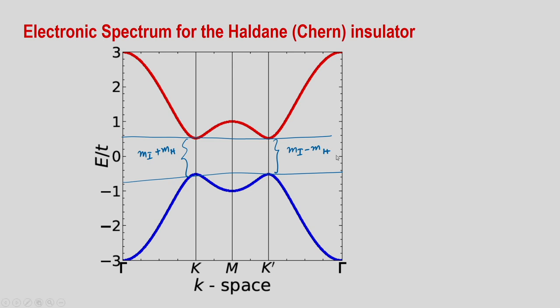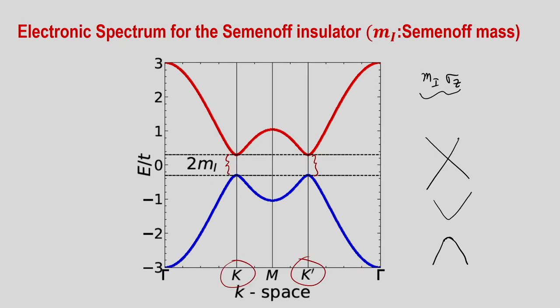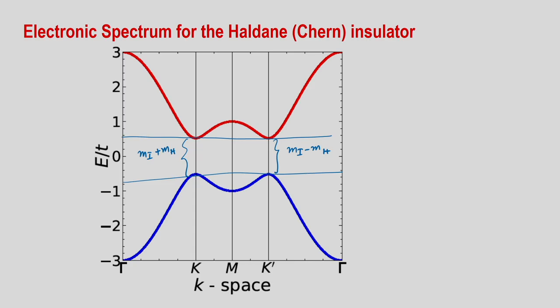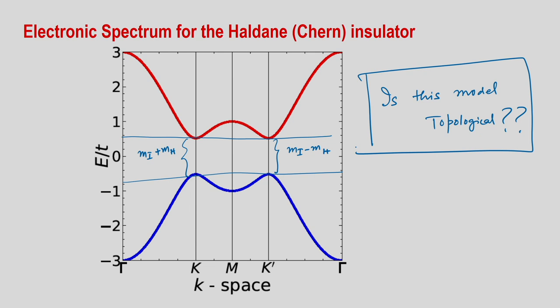Now, this dispersion is written as the electronic spectrum for the Haldane model, or it's called a Chern insulator. The name has been coined because the Chern number is not zero, and it's an insulator, and it's a topological insulator. You see that the band structure doesn't look any different. The band structure is absolutely identical. There is a gap at the Fermi level, no matter what the magnitude of the gap is. And that is exactly the same here as well. You have a gap, and this gap has opened up. Is this topological? That's the question that we ask. Is this model topological? And how do we confirm if it is topological?